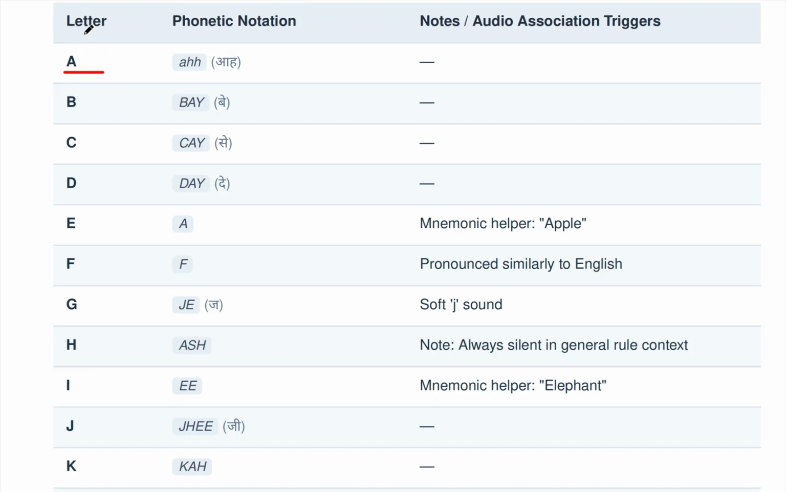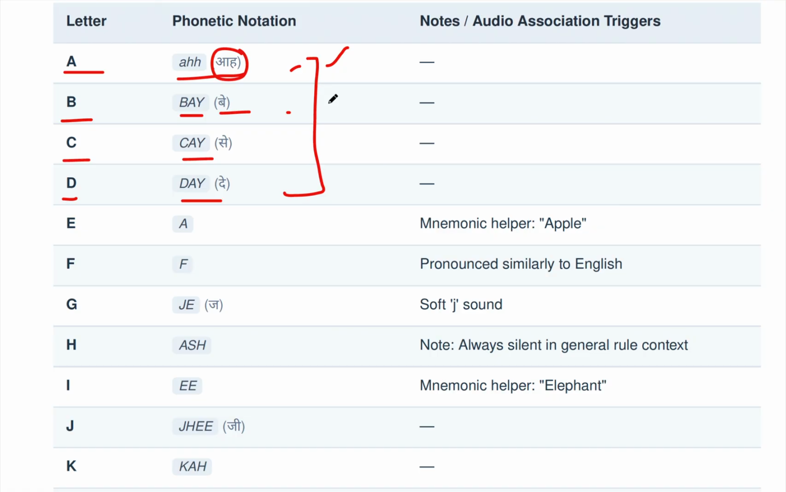D'accord, donc A is called A. Whenever I'm pronouncing a word or a letter, try to pronounce it with me. D'accord, A. B in French is called B. C is called say. D is called day. Okay, let's repeat these four.